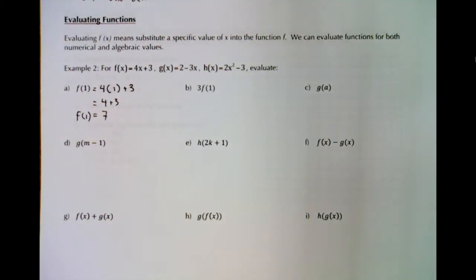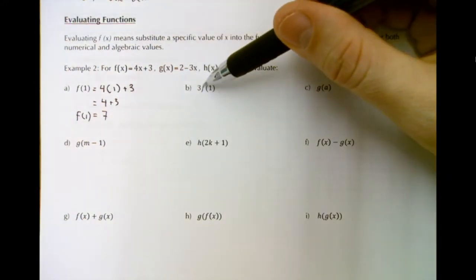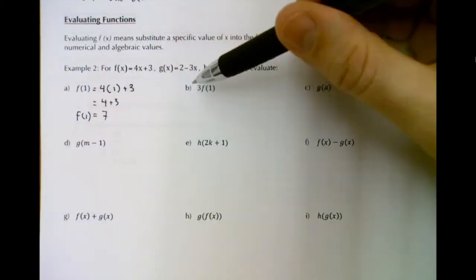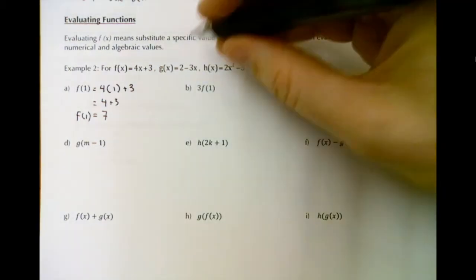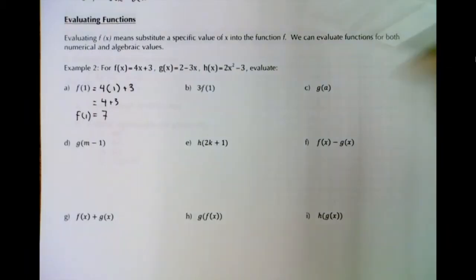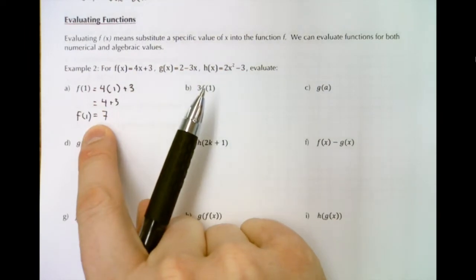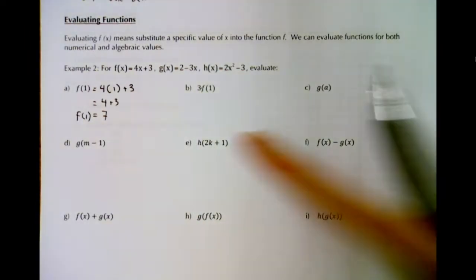Let's try B. B says 3 f at 1. And when you have a number next to a letter, it means multiply. So this means 3 times f at 1. Well, we know what f at 1 is. F at 1 is 7. So basically, this just means 3 times 7.